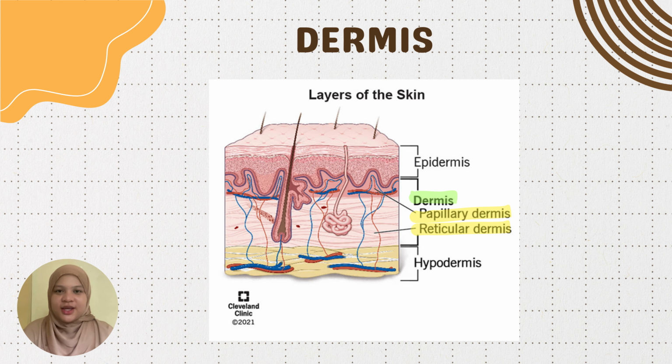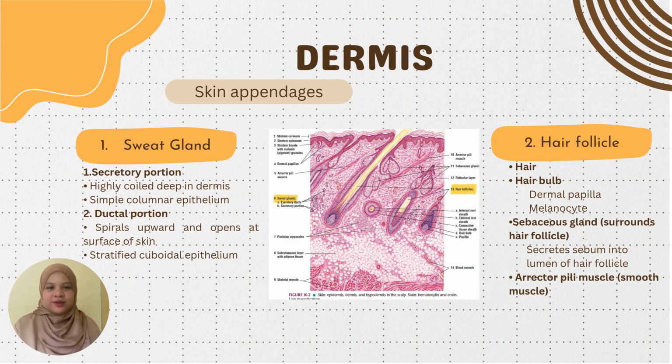Let's move on to the second layer of the skin, which is the dermis. There are two types of dermis: the papillary dermis and the reticular dermis. Skin appendages in the dermis consist of two types: the sweat gland and the hair follicle. The sweat gland consists of two portions, the secretory portion and a ductal portion. The secretory portion lies quite deep in the dermis, while the ductal portion spirals upward and opens at the surface of the skin. There are two types of sweat glands: eccrine sweat glands and apocrine sweat glands.